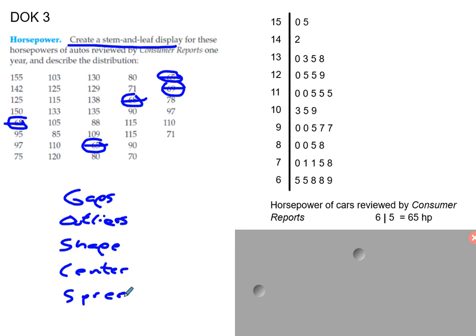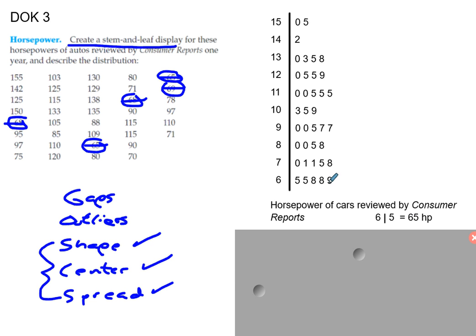And I know I did that out of order, but I wanted to make sure that shape, center, and spread were kind of together, right? Yes, these should be switched, but the shape, center, and spread are the key ones, because the shape determines the center, which determines the spread.